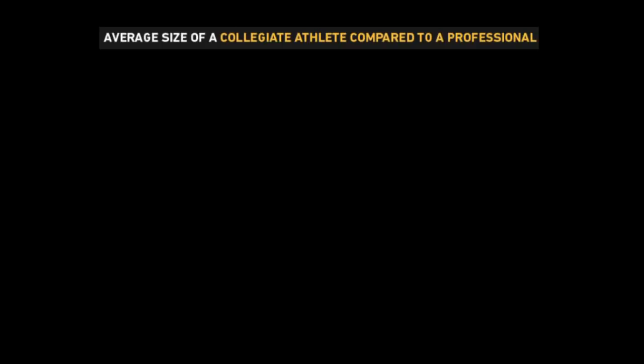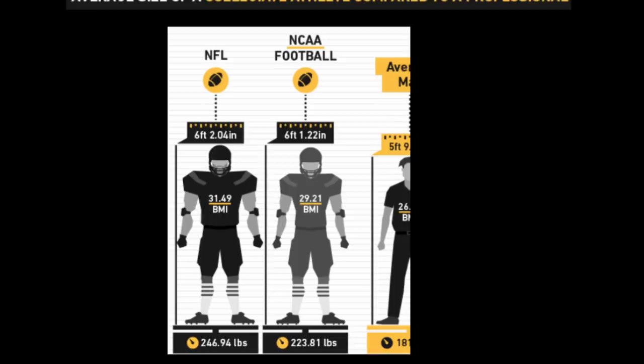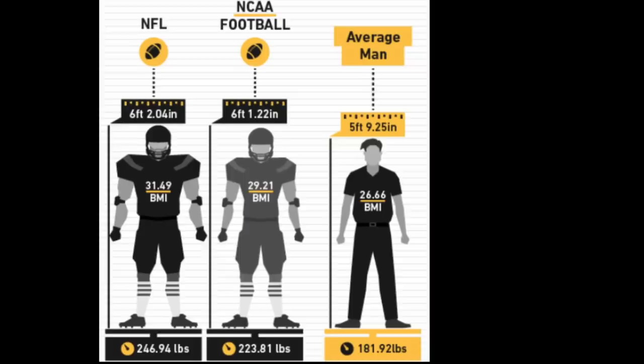If you want to talk about a sport of sizable individuals, according to siteguides.com, the average NFL player is 6'2", 246 pounds. The average college football player is 6'1", and about 20 pounds lighter, whereas the average man, he's only 5'9", 181 pounds. The amount of NFL players that are smaller than that average man, those numbers are pretty scarce. That's where we arrive to the shortest player in NFL history, Jack Shapiro.